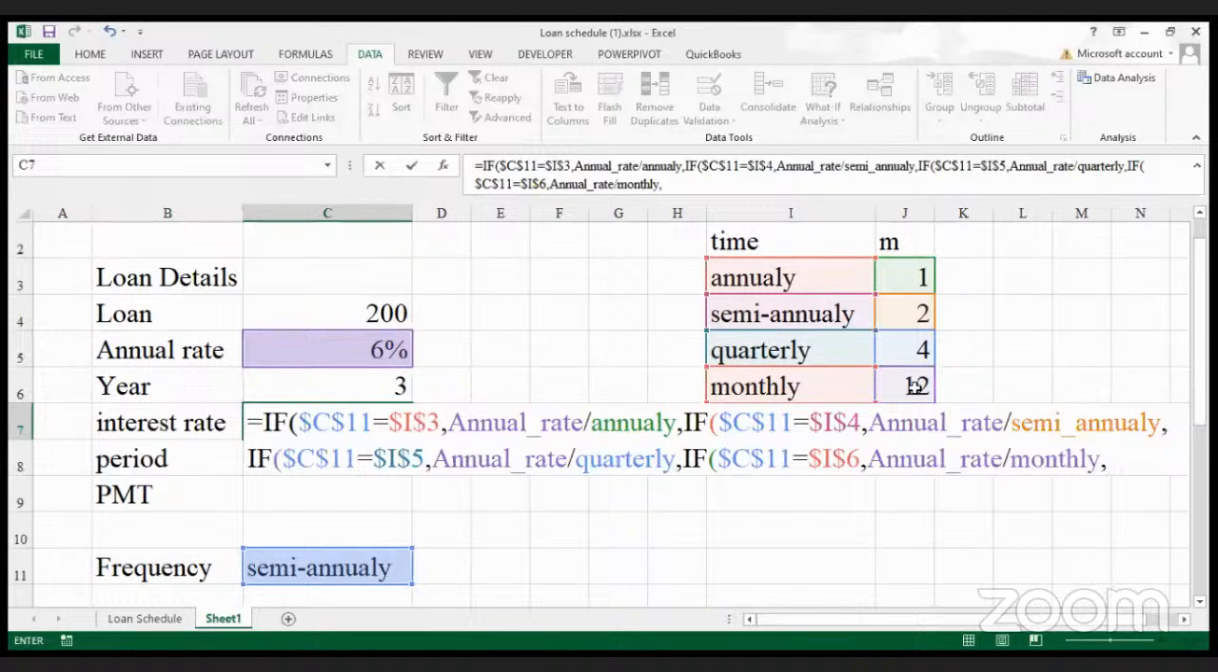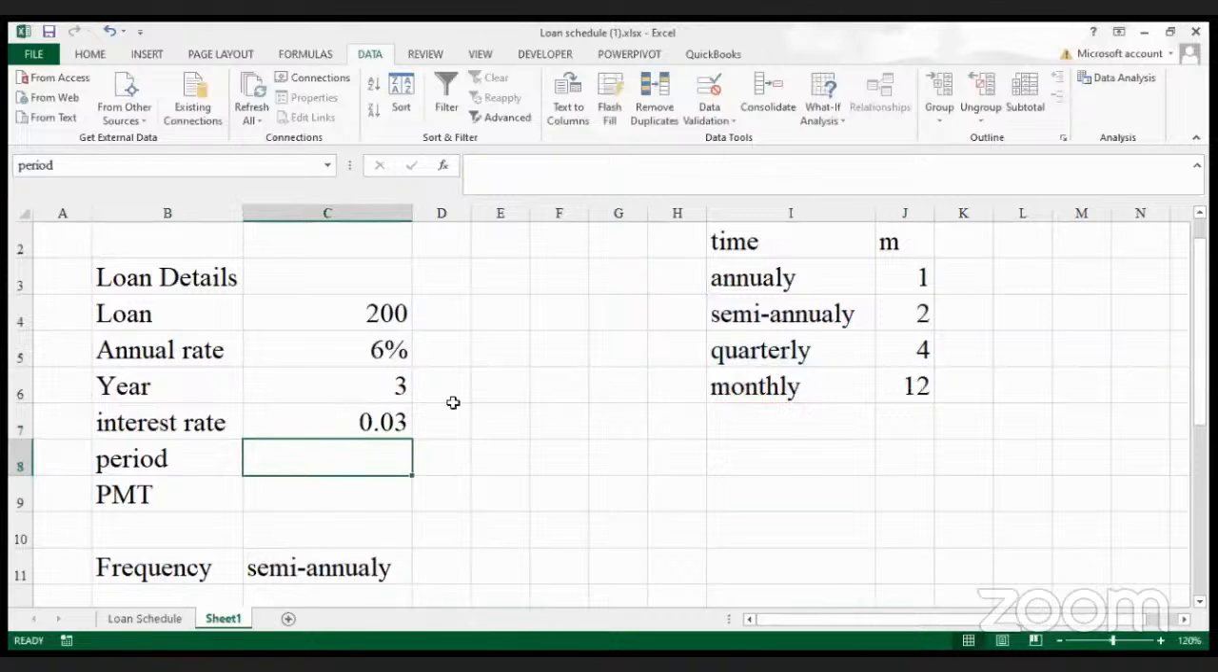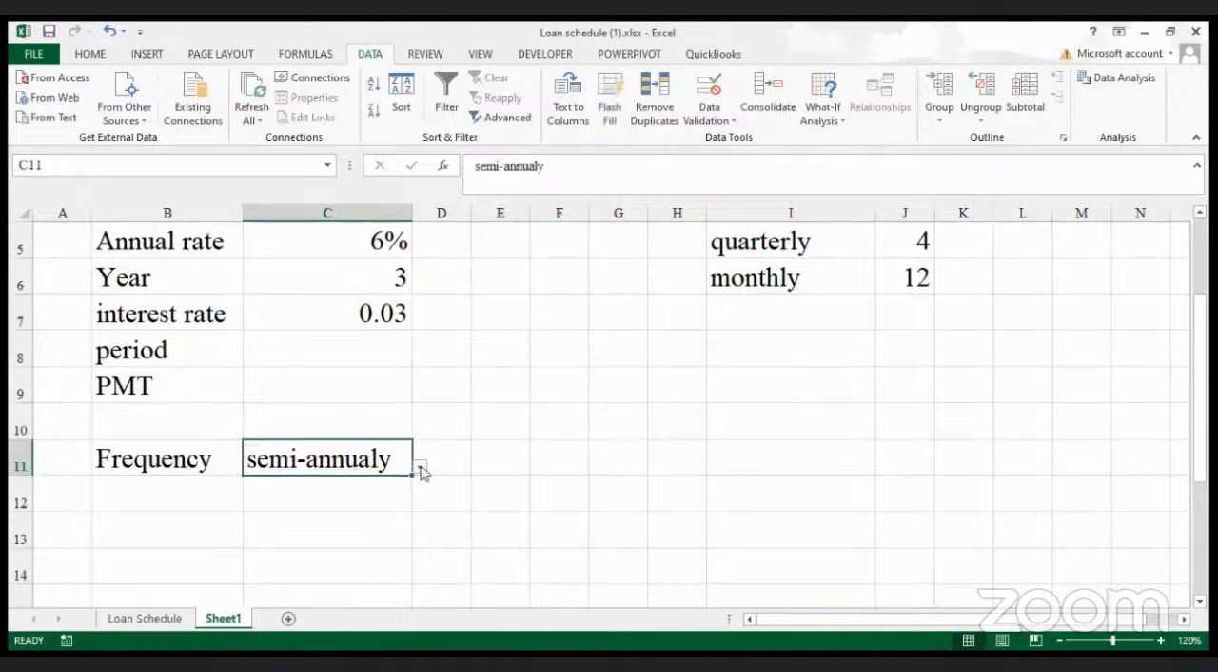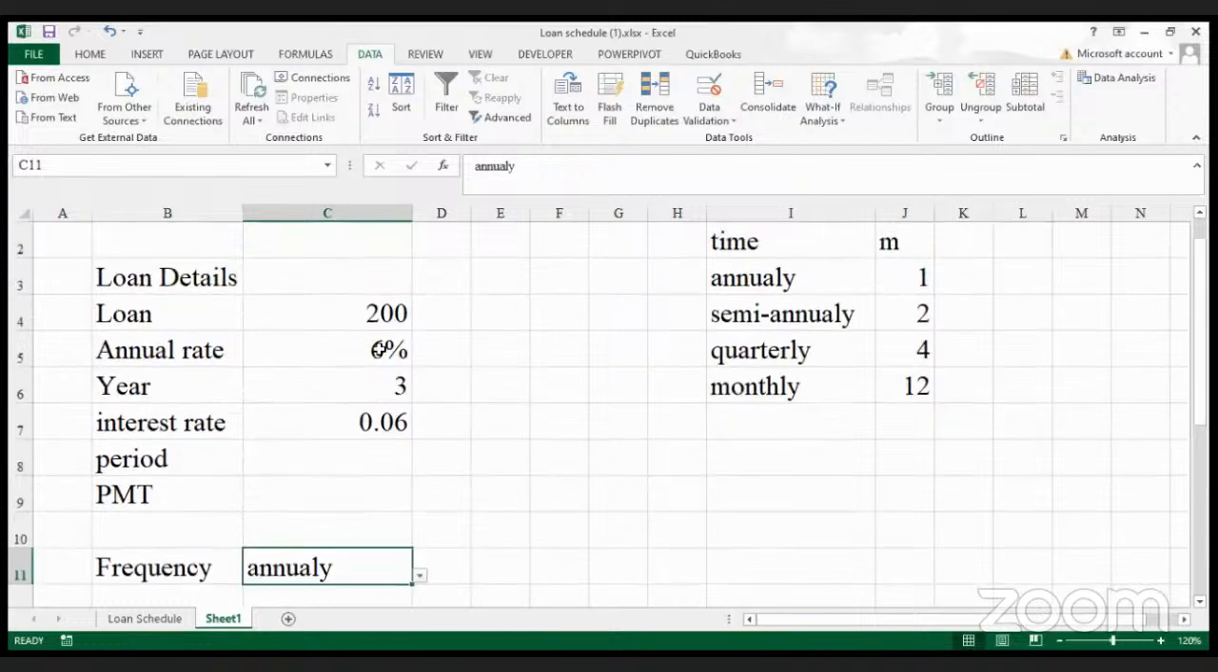So if it does not meet all those conditions, then it should return to us an empty cell, and then we close all the brackets. So in doing that, you'll be able to see that if we now say the payment is supposed to be done on annual basis, then it gives us the original interest rate, which is 6% per annum.